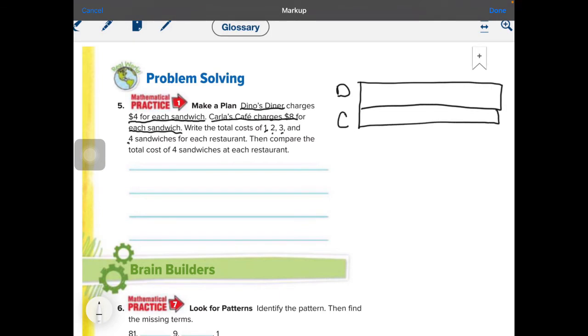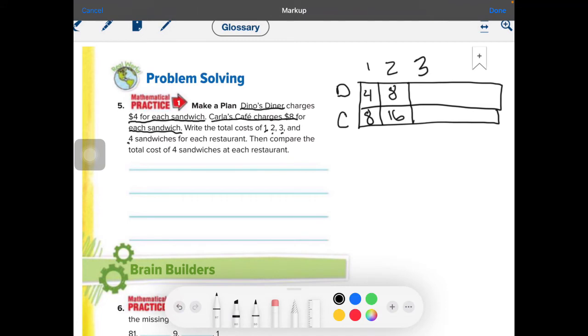All right, and they are going to start out at $4 per sandwich and $8 per sandwich. And that's just going to be 1. And then we're going to say 2 sandwiches. Well, 2 sandwiches would be 8, and 2 sandwiches at the other restaurant would be 16. 3 sandwiches. 3 times 4 is 12. And then 3 times 8 is 24. Wow, it's twice as expensive at Carla's already.